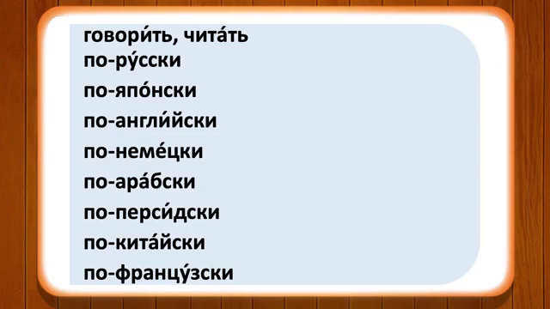Now compare the two. Изучать русский язык, но говорить по-русски. Учить японский язык, но читать по-японски. Знать английский язык, но говорить по-английски. Учить немецкий язык, но читать по-немецки. Изучать арабский язык, но говорить по-арабски. So these are different forms which you will use with these corresponding verbs. Let us see the examples.